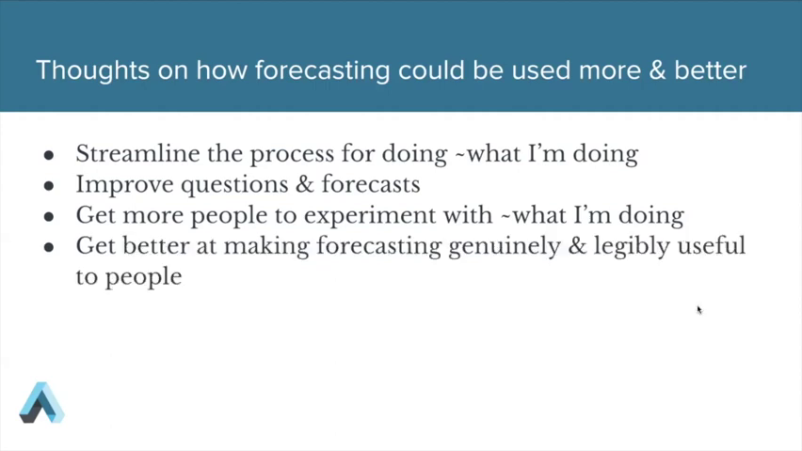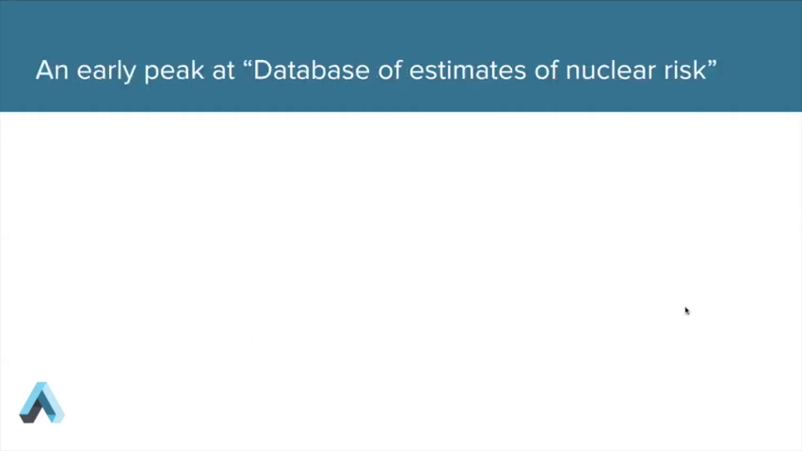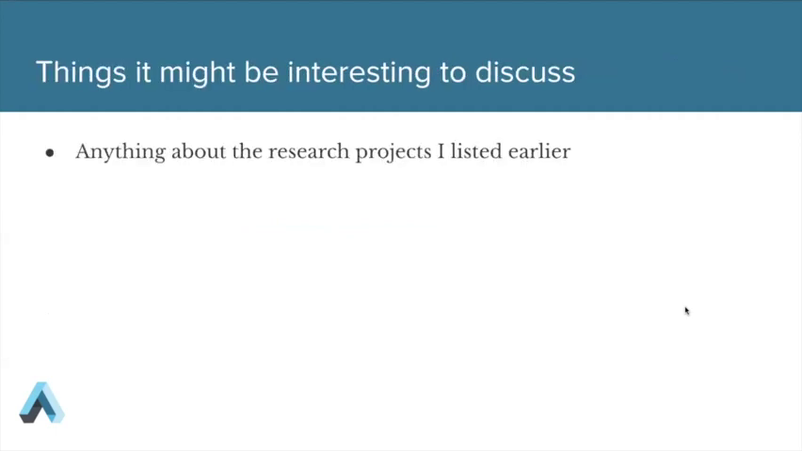Get better at making forecasting genuinely and legibly useful to people. So obviously the above three points would help make forecasting more useful to people. It would make the results more accurate and make it easier to get the results. Also legibly useful, like trying to package things and explain to people, especially, for example, policymakers or people outside of the effective altruism community, why should they actually care that Metaculus says 60% on this question? I think they should care, but we've got to explain to them why, and we've got to highlight the takeaways. Get people to use forecasts as inputs to decisions. So that's not just making it genuinely legibly useful, but getting them to actually get into the habit. We can do that later or separately.